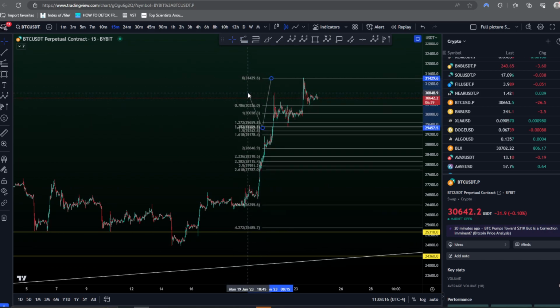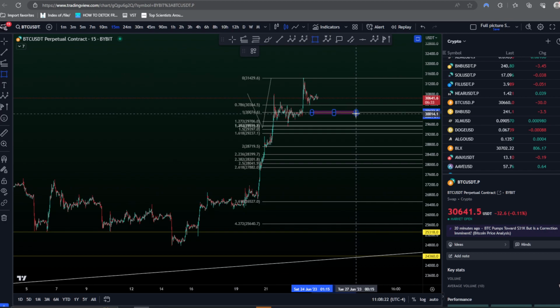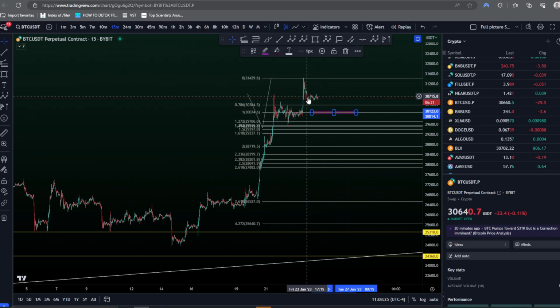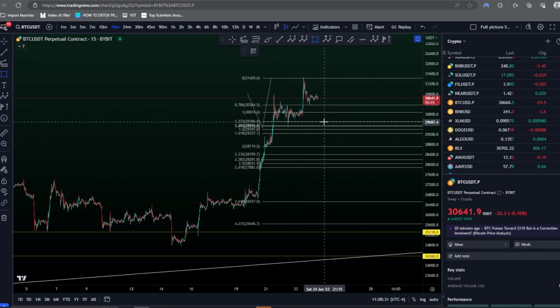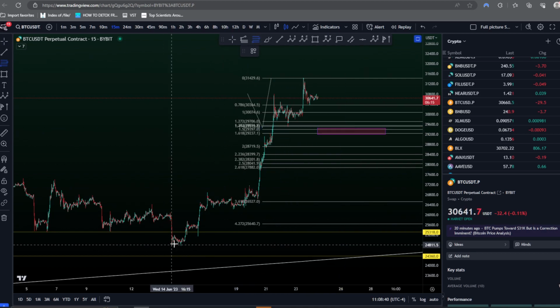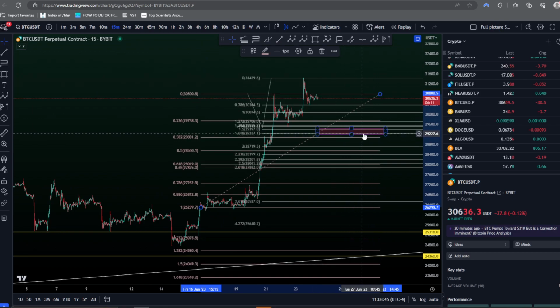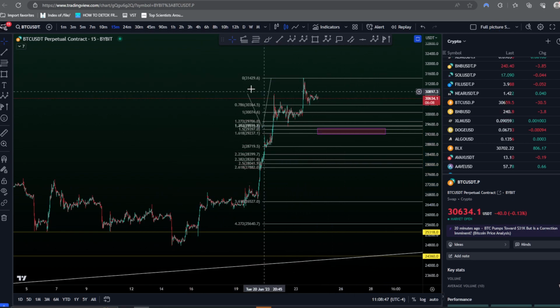for targets either here around 30K, but this wave structure just doesn't support that. I would look for targets. My ultimate targets to long would be right here. Break of this low. Maybe, yeah. Let's see. Down to 382. Yeah.